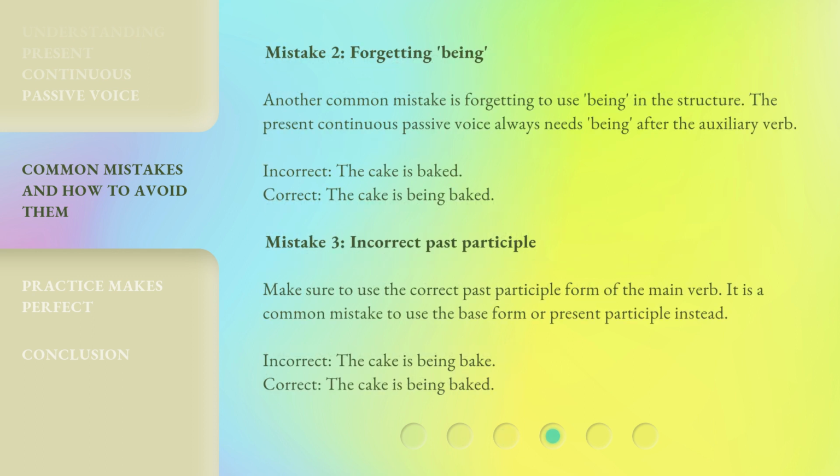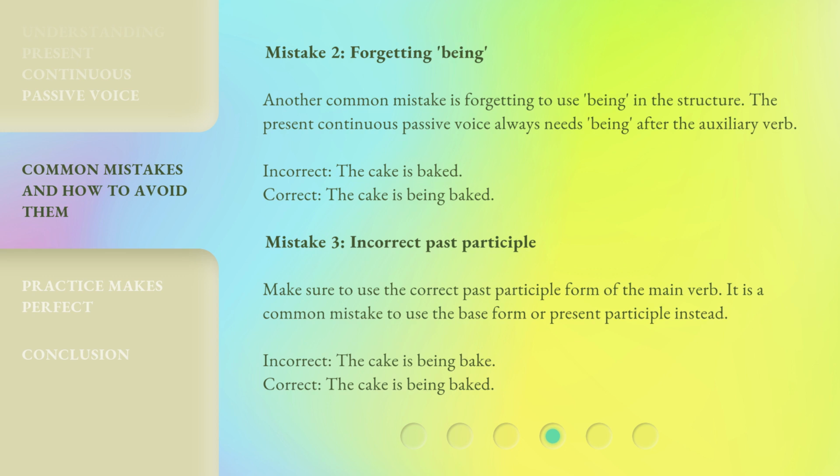Mistake 2. Forgetting being. Another common mistake is forgetting to use being in the structure. The present continuous passive voice always needs being after the auxiliary verb. Incorrect. The cake is baked. Correct. The cake is being baked.